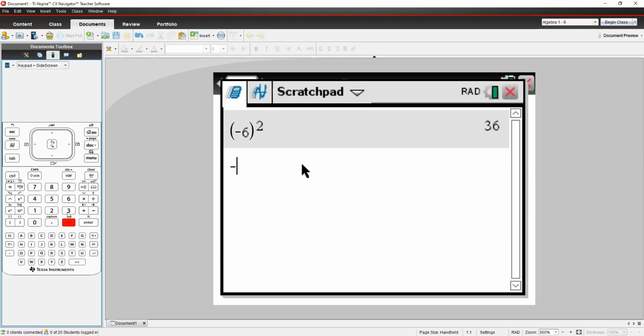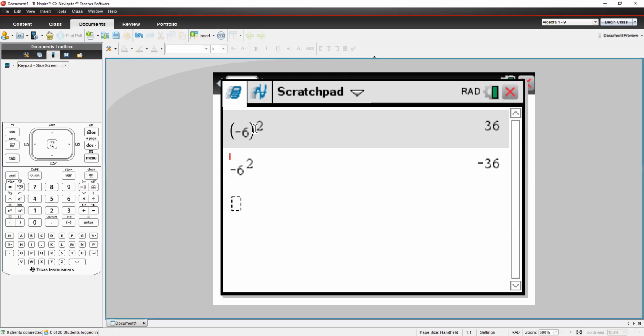Now, if you do this, that is not right because you're going to get a negative 36. And that's because it's actually doing the 6 squared first, and then it's multiplying it times a -1 using PEMDAS. But when you do it this way, it means you're raising this whole thing inside the parentheses to the second power, which is what we generally want. We don't want the second one. We want the first one. So be careful with that.